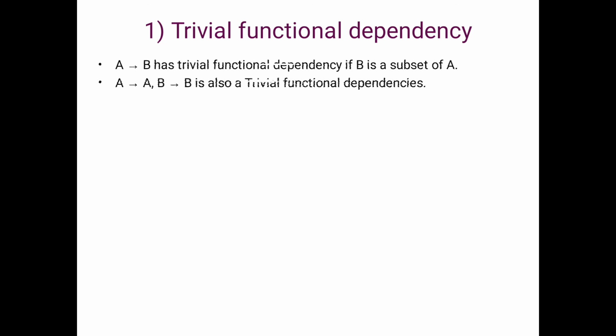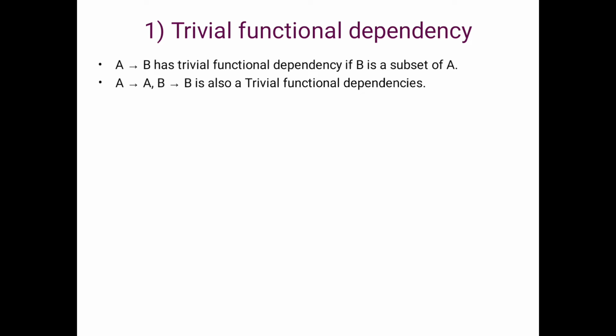First one is the trivial functional dependency. What is the meaning of trivial functional dependency? Suppose we consider one functional dependency, that is A implies B. We say that A implies B is a trivial functional dependency if B is a subset of A, and only then is that functional dependency trivial.